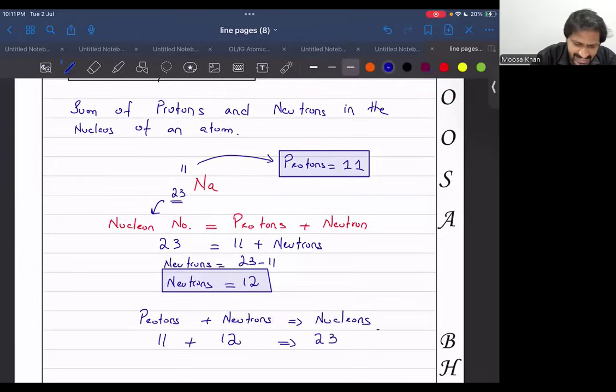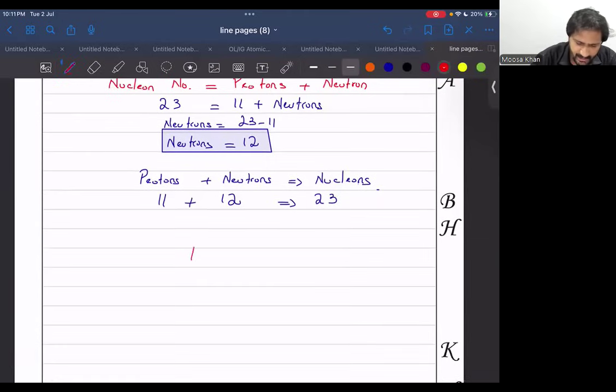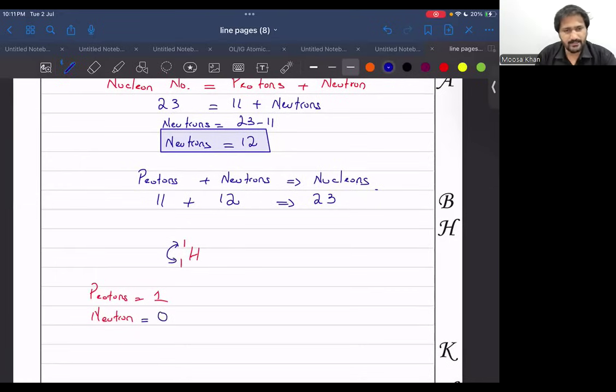Got it? If I give you any atom of the periodic table, let's say hydrogen, hydrogen has an atomic number of 1. How many protons are present? 1 proton. Can you tell me the number of neutrons present in the hydrogen atom? You just have to subtract these two numbers. Just subtract these two numbers, you will get the number of neutrons. The number of neutrons is 0 in a hydrogen atom. It means hydrogen atom does not have any neutrons. And what about electrons? The number of electrons is equal to the number of protons, right?